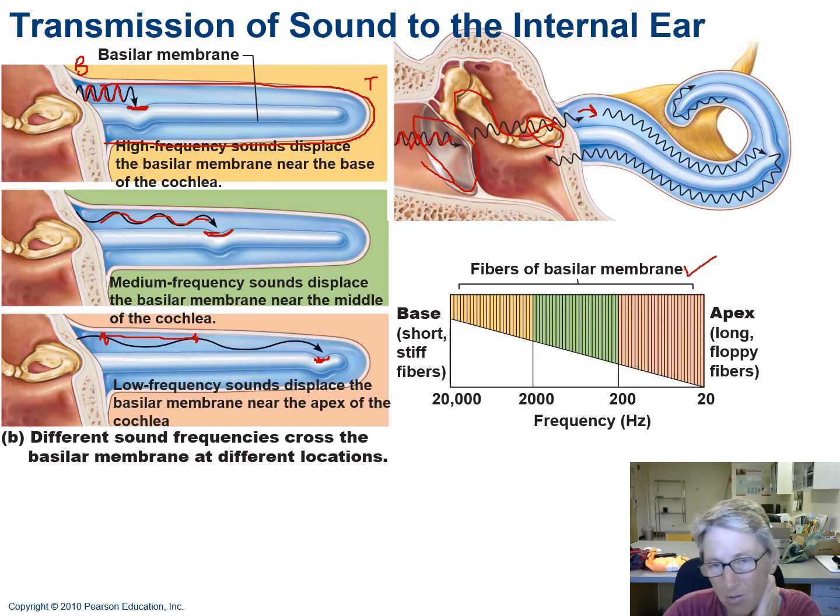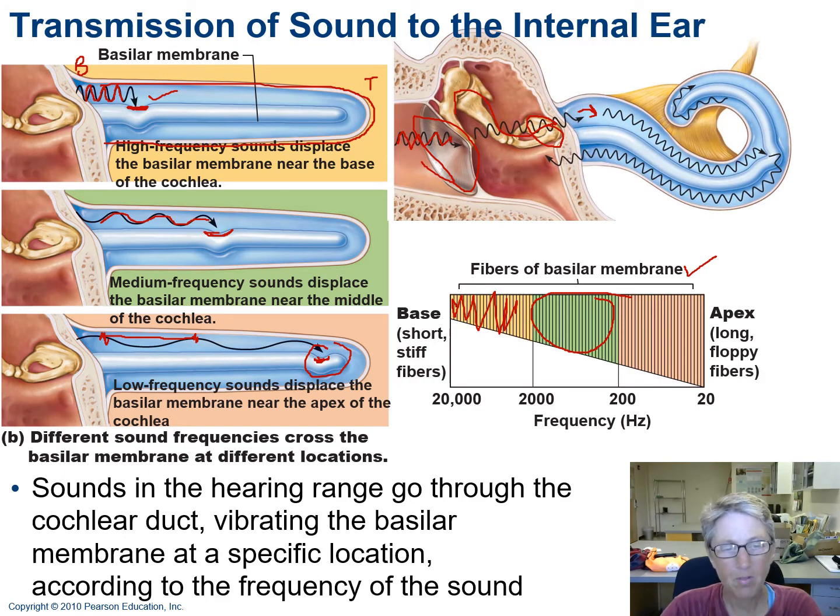At the base, the fibers in the basilar membrane are short and stiff, and they will react to these high frequency sound waves. If you're in the middle of the basilar membrane and you have a medium frequency sound, that's where you'll displace the fibers of the basilar membrane. And then at the apex, out here, you have long floppy fibers of the basilar membrane. So the low frequency sound will displace those fibers.